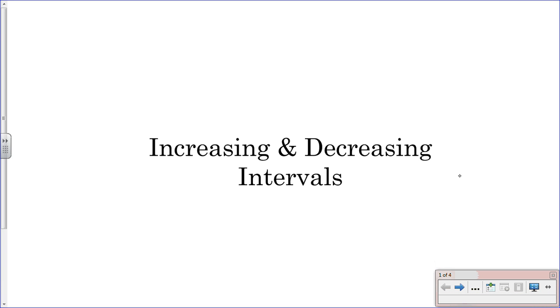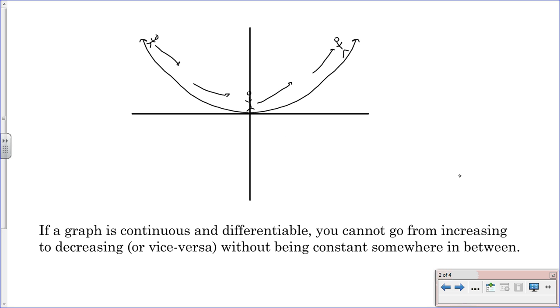Increasing and decreasing intervals. You might remember from pre-calculus, hopefully you do, my little diagram with my hiker guy climbing up the mountain, falling off the cliff, being revived, and then climbing back up again. So I've pre-drawn it here, we have our little hiker guy.